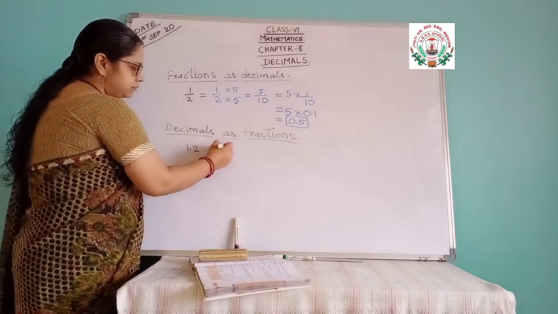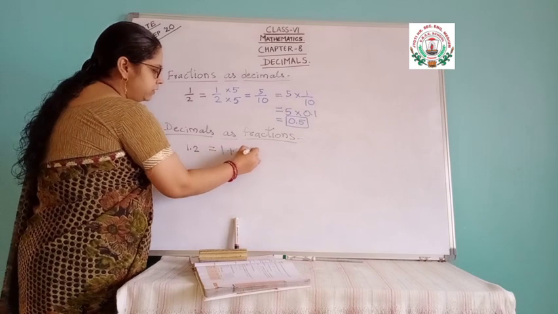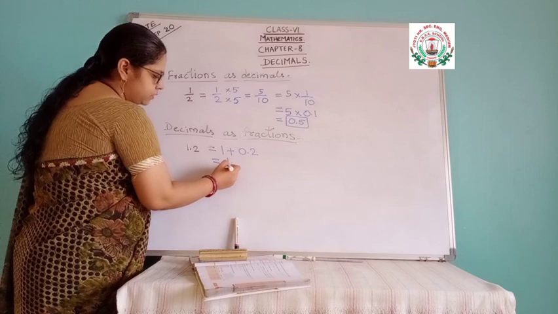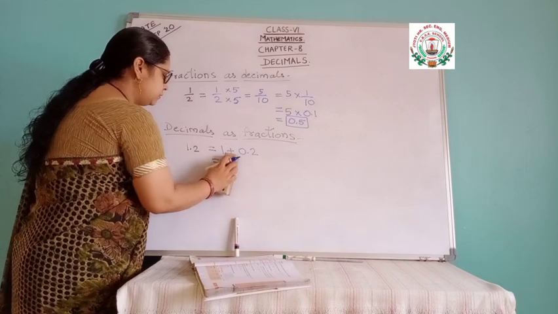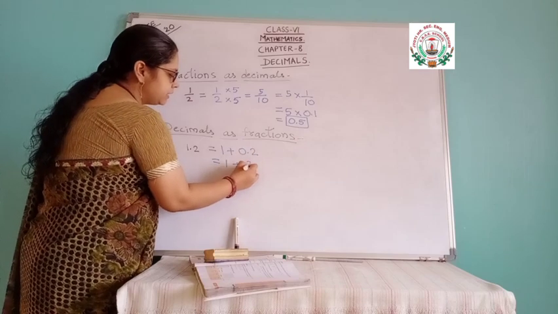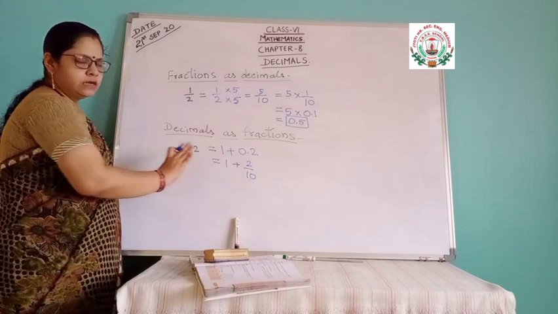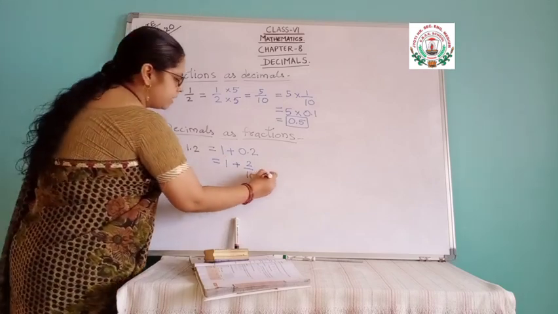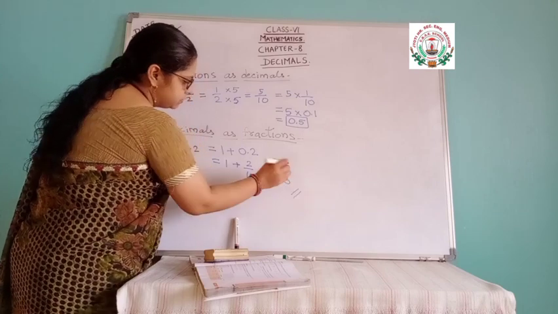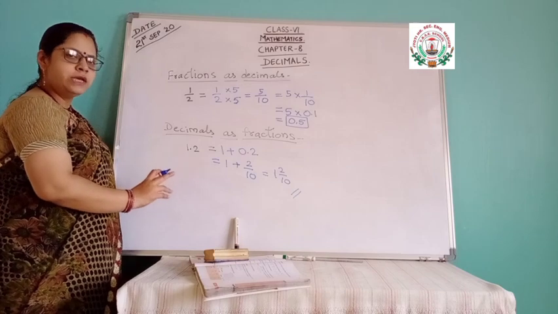Now, this 1.2, definitely you can write this as 1 plus 0.2. So 1 you write as 1 only. Now, this 0.2 can be written as 2 by 10. Now, if you write this, it will be a mixed fraction. Either you can write it as 1, 2 by 10. This is in the mixed fraction. This is also an answer in the fraction form, which is called a mixed fraction.